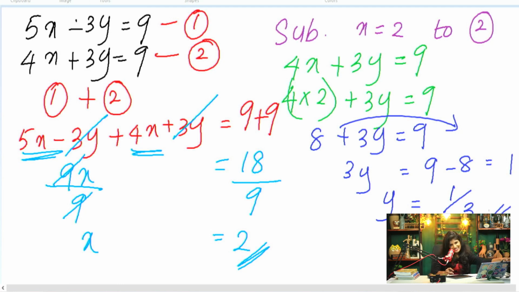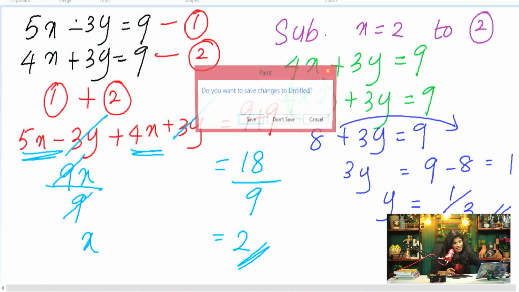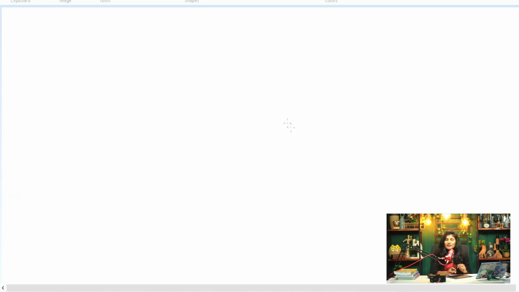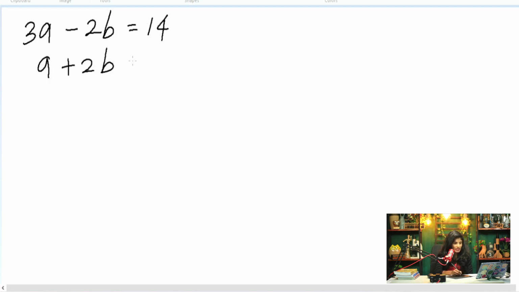So the next question is the last question we are going to discuss under simultaneous equations part 1. The harder elimination will be done in our next video, simultaneous equations part 2. So you can join that video also. Our next question is 3a minus 2b equal 14, a plus 2b equals 10. This is equation 1 and this is equation 2.